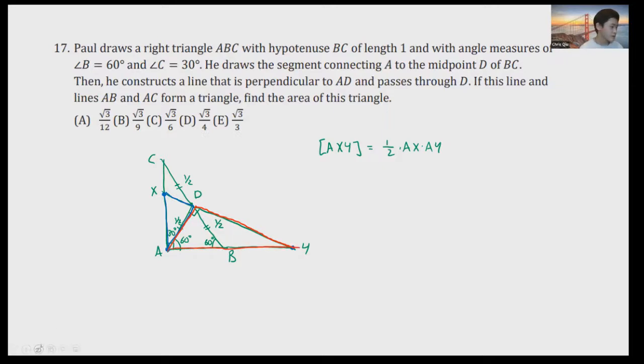So these two triangles are both 30, 60, 90 triangles because they both have a 30-degree angle. In this triangle, this angle is 30 degrees. And also they both have a right angle over here. And so since we know the length of AD, we can find that AY is equal to 2 times AD. So it's 1. And AX is equal to 2 over root 3 times AD. So it's equal to 2 root 3 over 3.